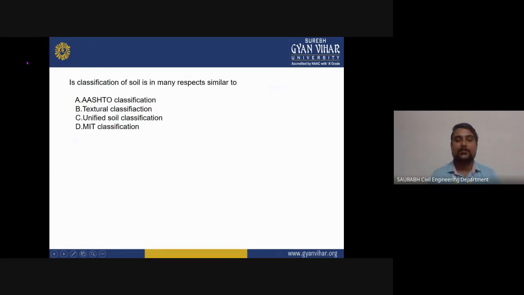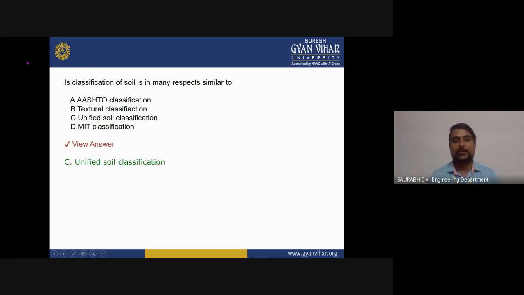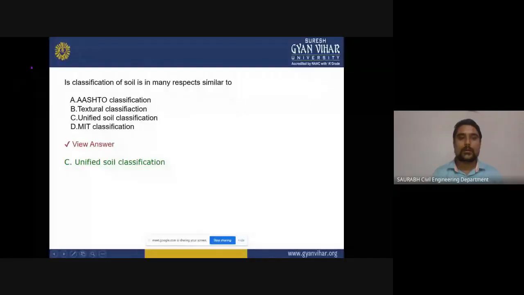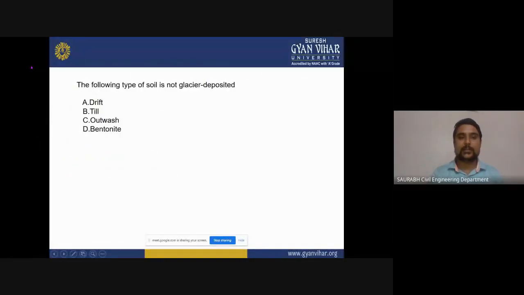The classification of soil which in many respects is similar to AASHTO classification: textural classification, unified soil classification, or MIT classification. The right answer will be unified soil classification. That is similar to all of these. As you know, unified soil classification is also similar to it. The right answer is unified soil classification. And now come to the next question.